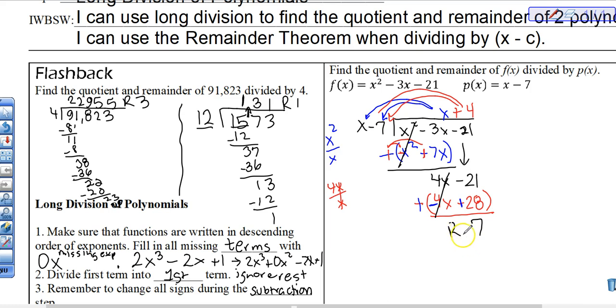Now we're going to write our remainder over our divisor, and here's how you do it. You come up here and write plus 7 over x minus 7. Remember to do the plus, because you've written a whole new expression. Actually, it's not a polynomial. That's a rational expression because you have an x in the denominator. That's the answer.